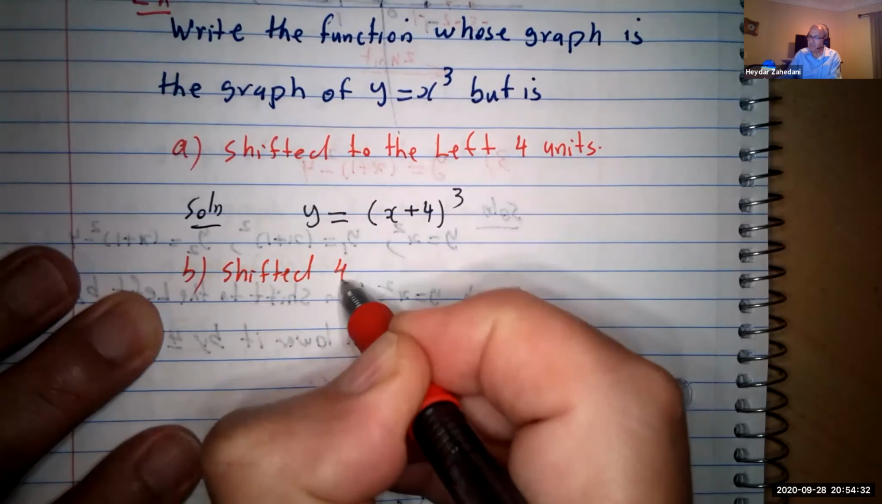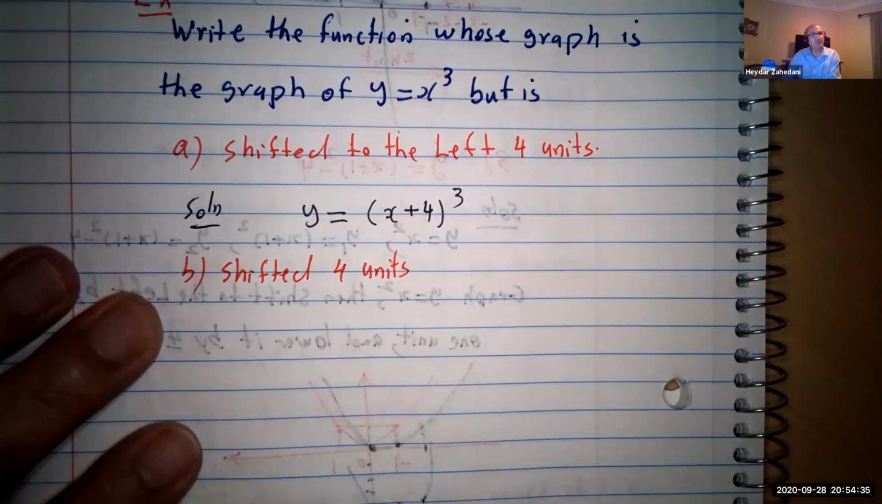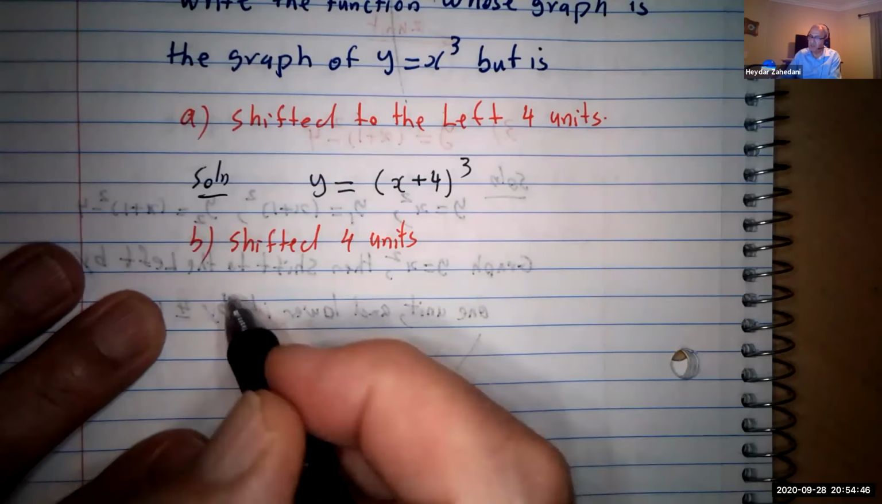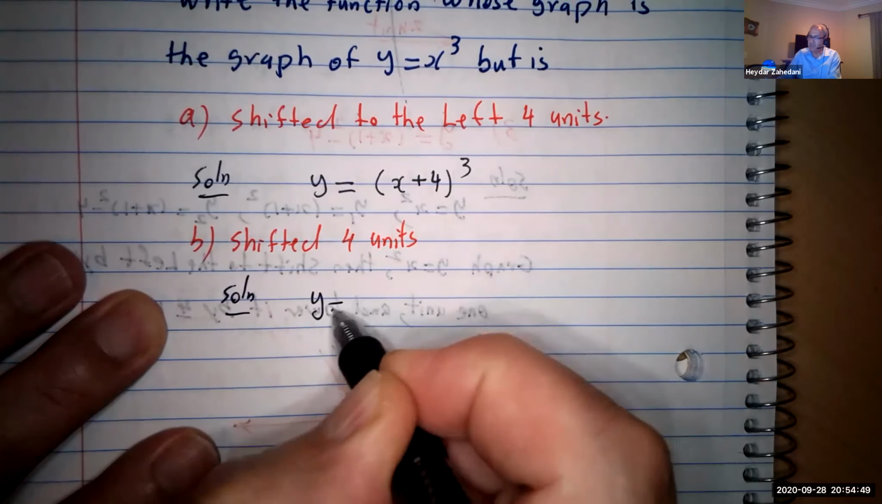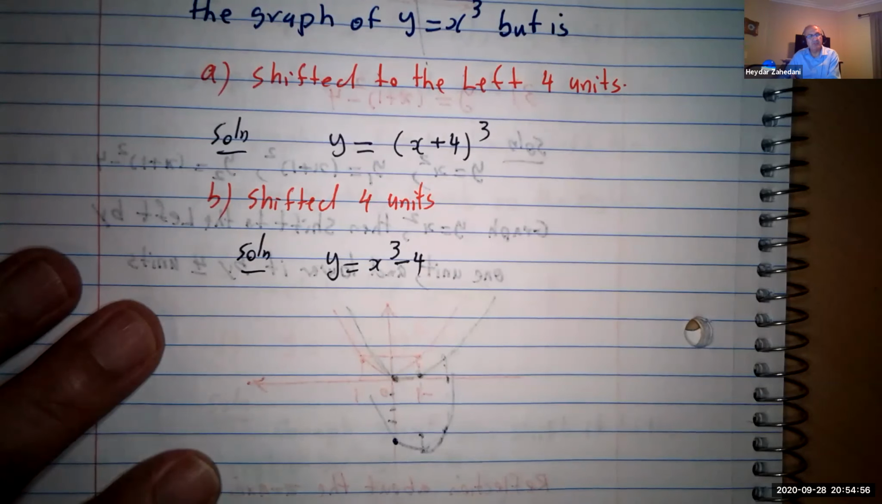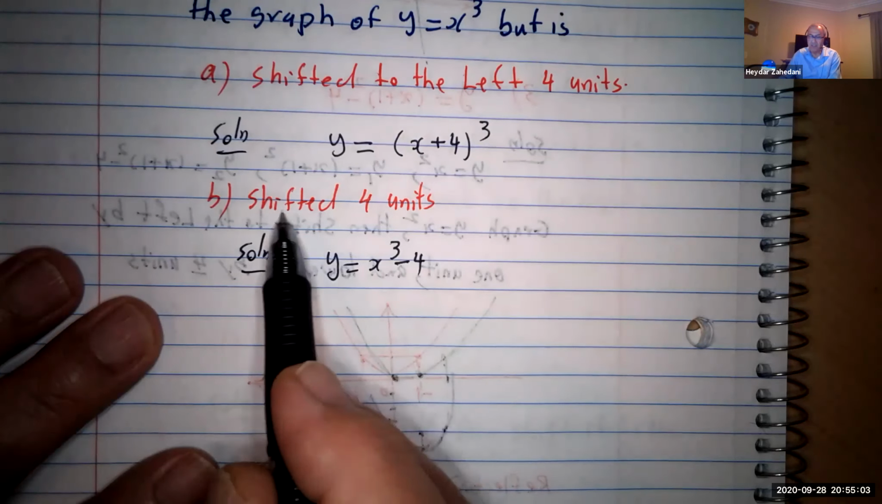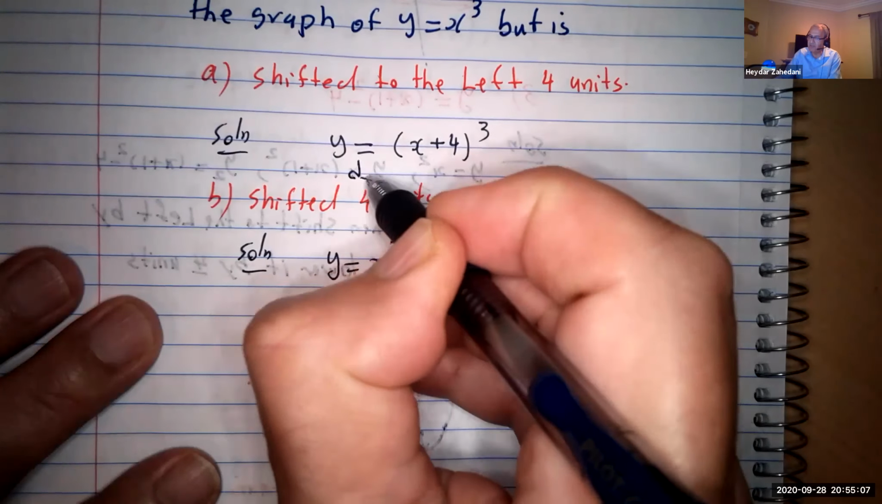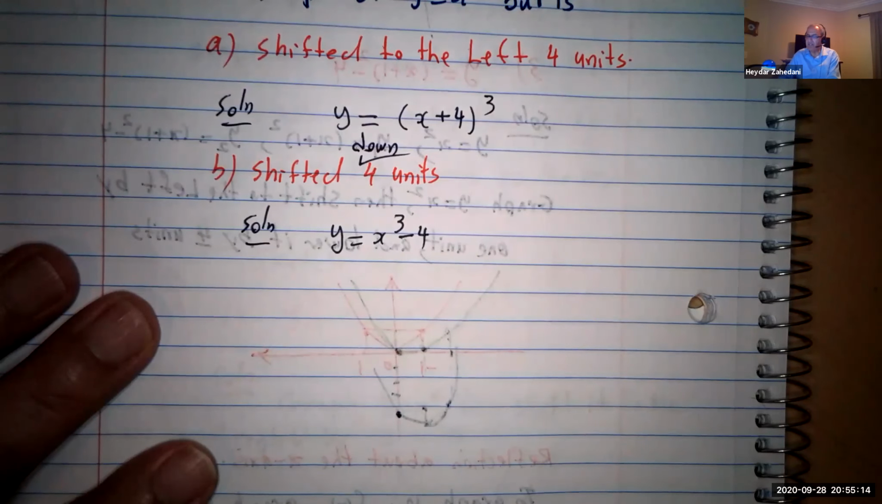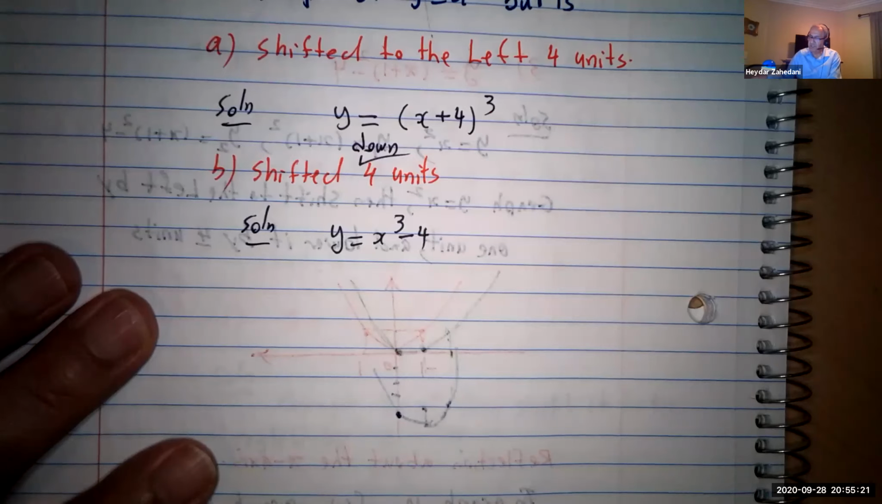Shifted down 4 units. Up and down, you just change the y. If it's up, it's plus 4. If it's down, it's negative 4. The original function was x cubed, and you push it down 4 units. Oh, sorry, I missed it. I said down, but I didn't write it down. Shifted down 4 units. Up and down is the y-axis. If it's down, it's negative; if it's up, it's positive. That's part B.